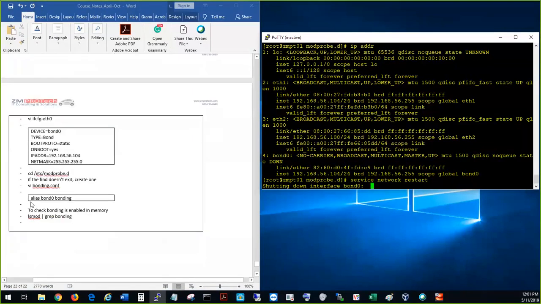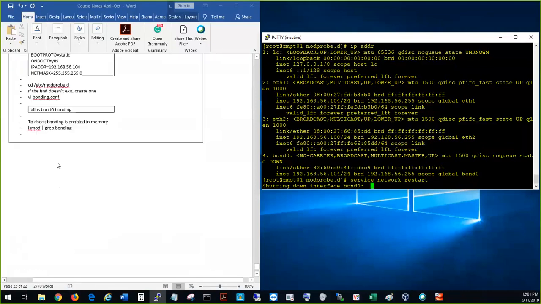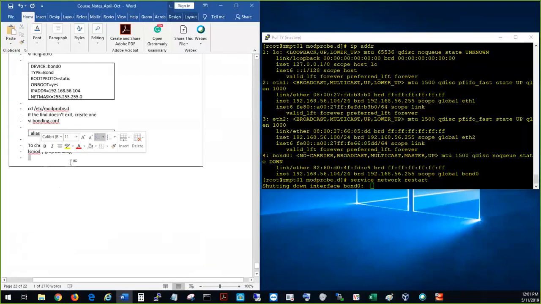In the bonding file, we put this line here, exactly where it appears, okay? And then to check if the bonding is enabled, we did the lsmod grep bonding, and it was enabled. And then after that, we restarted the system here. Okay, now we created the bonding file in modprobe.d, right? It's a different directory, in the etc directory, and this is a brand new directory you guys are learning. Modprobe.